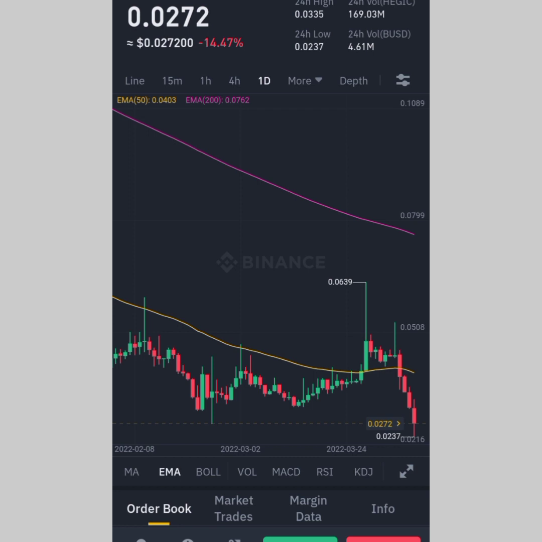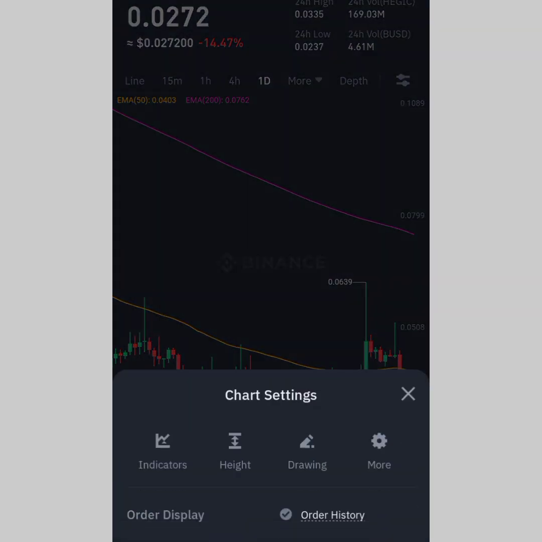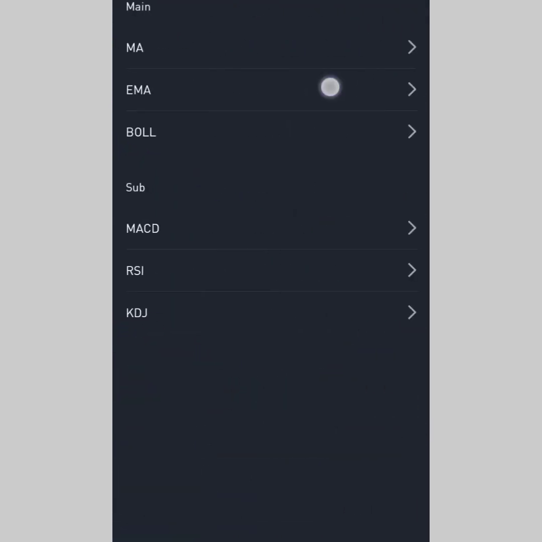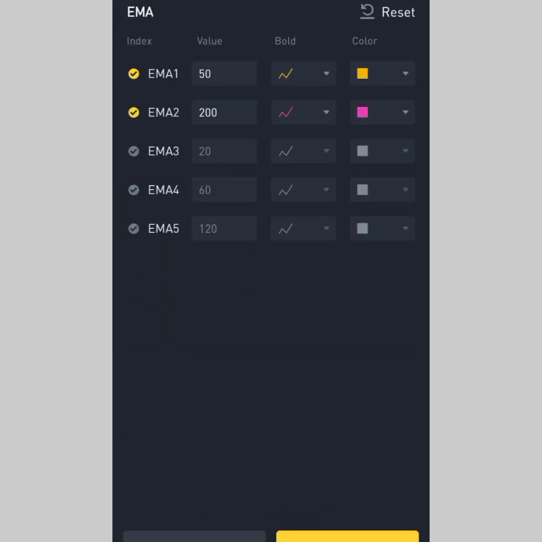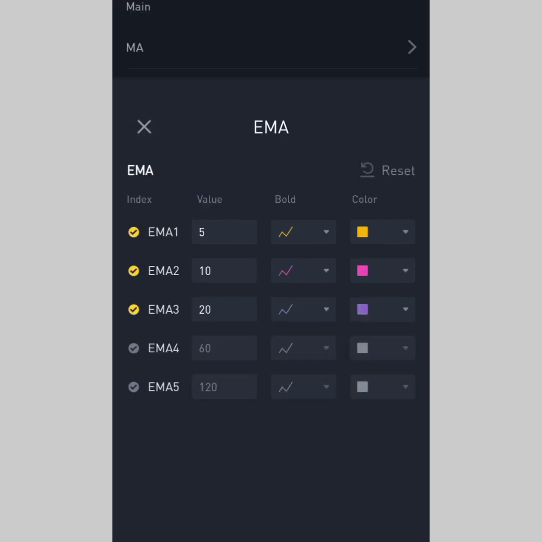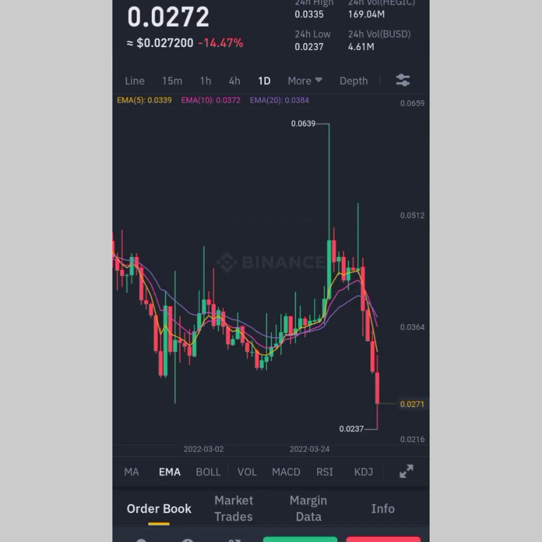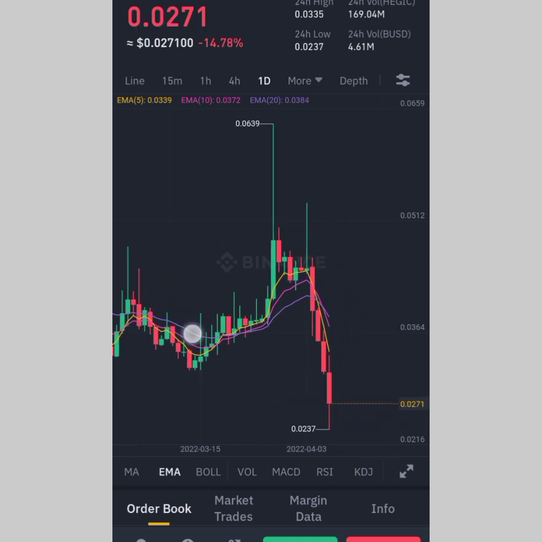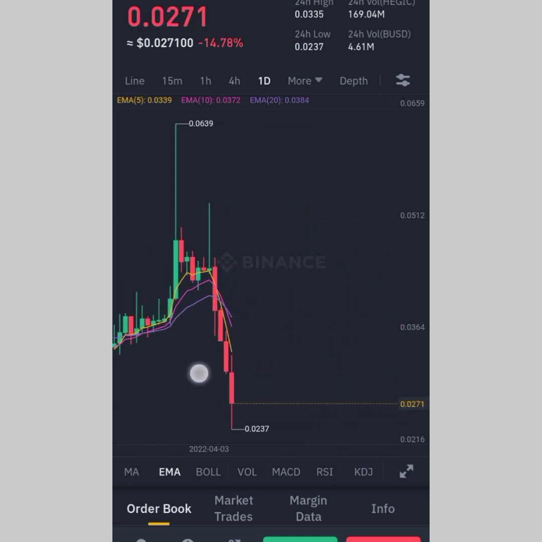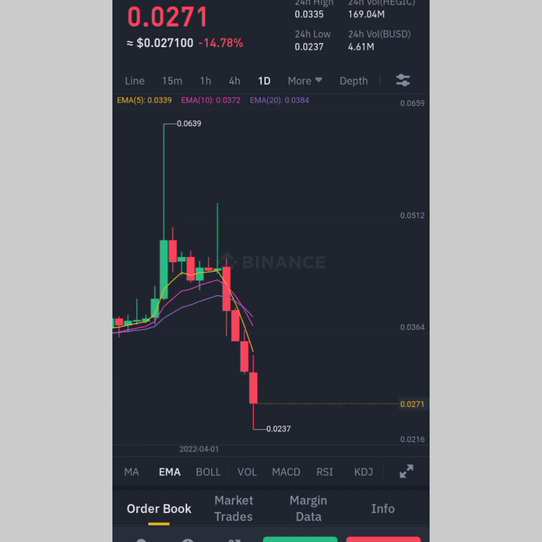So now if you want to do yours, you can just simply click on this indicator section, go to indicators, go to the EMA. You can adjust it. Mine is showing 50 and 200. You can reset it. You can set yours at probably maybe 10 and 20. Okay, 5, 10, 20. This is the default setting. You can leave it at default and see what it looks like. Let's confirm this. Let's go back to our settings. Good. You can see we have three moving averages: 5, 10, and 20.